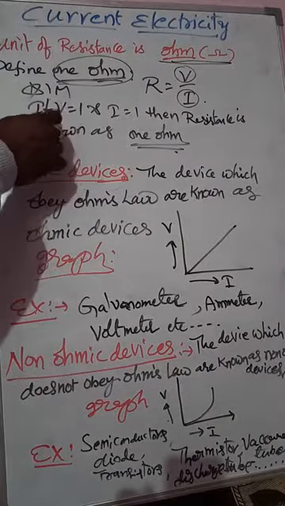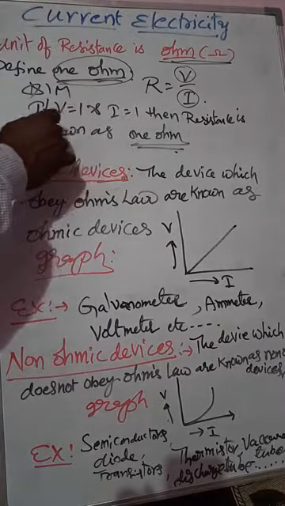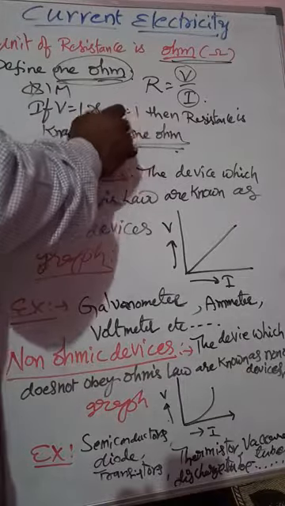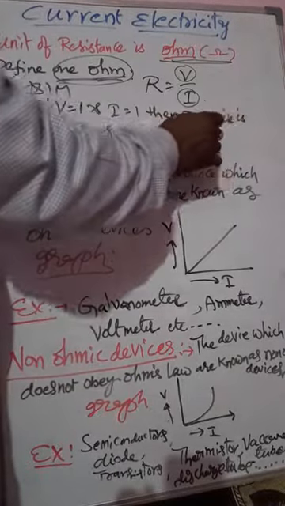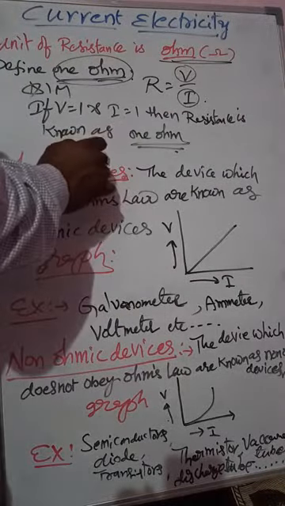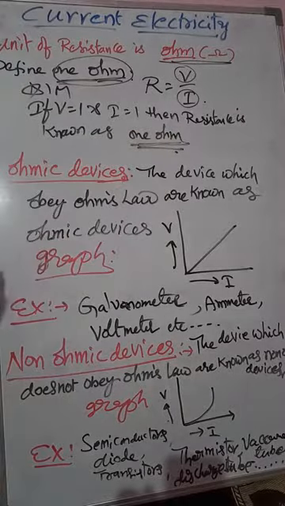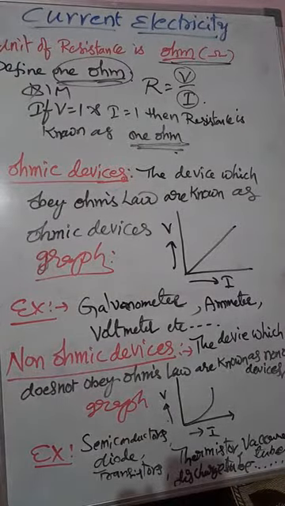Do you understand? The potential difference 1 volt is applied across the conductor, then 1 ampere current will flow in it. Then the resistance offered by the conductor is known as 1 ohm. Clear? V equal to 1 and I equal to 1. One more time I will discuss the definition, most important. When a potential difference of 1 volt is applied across the ends of a conductor, it produces a current of 1 ampere in it.